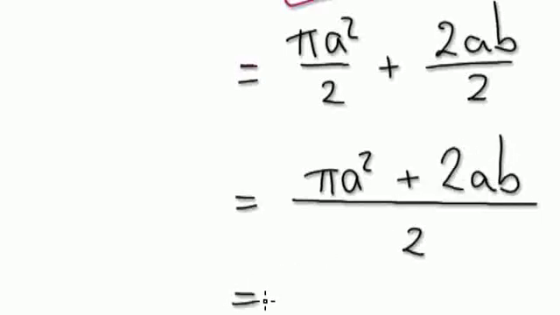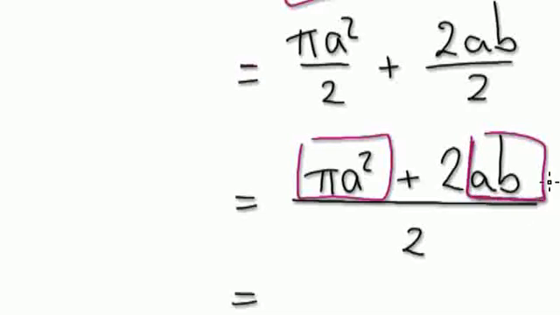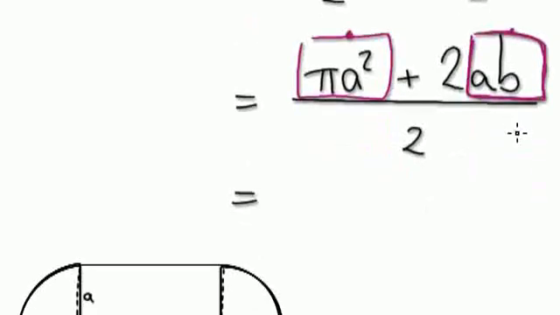And then have a quick glance to see if you can simplify it. Here you've got a pi a squared, and here is an ab. So the two are different. You can't merge them together, so you just have to leave it as it is. You can only merge an ab with an ab, or a pi a squared with a pi a squared, because these are two different entities. You can't merge them together.